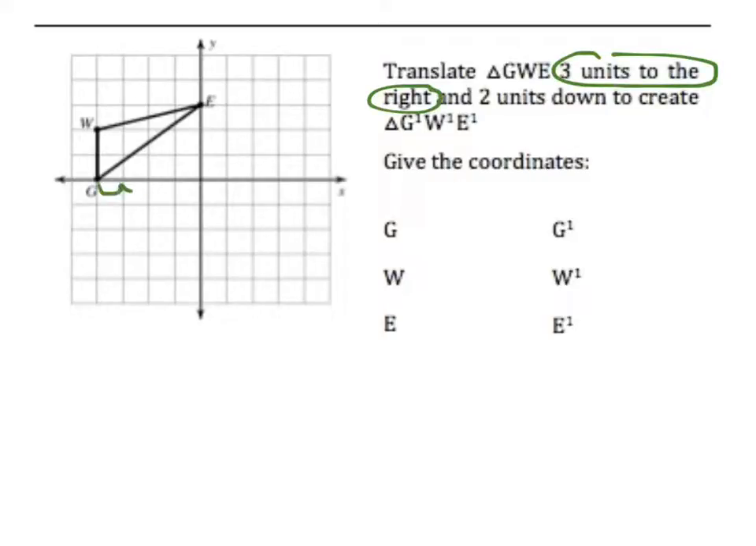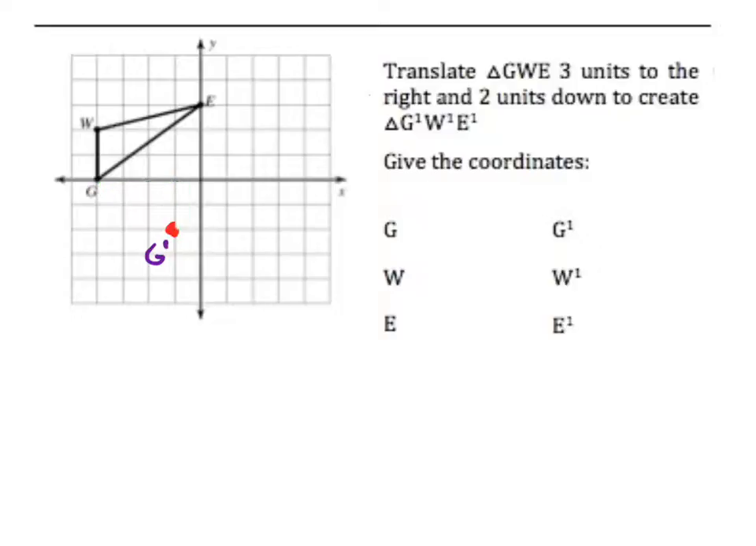Well, let's start with 3 units to the right. If I start at point G, and I go 1, 2, 3 to the right, I land there, but I'm not done, am I? Nope, I also need to go 2 units down. So there I am, 1, 2, and there I am now. So I can plot my point. And what am I going to label this point? Well, that's point G. This is G sub 1.